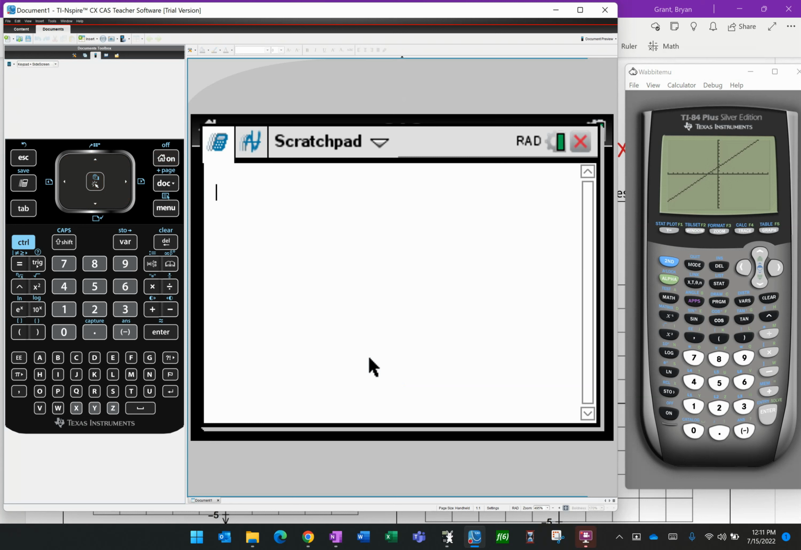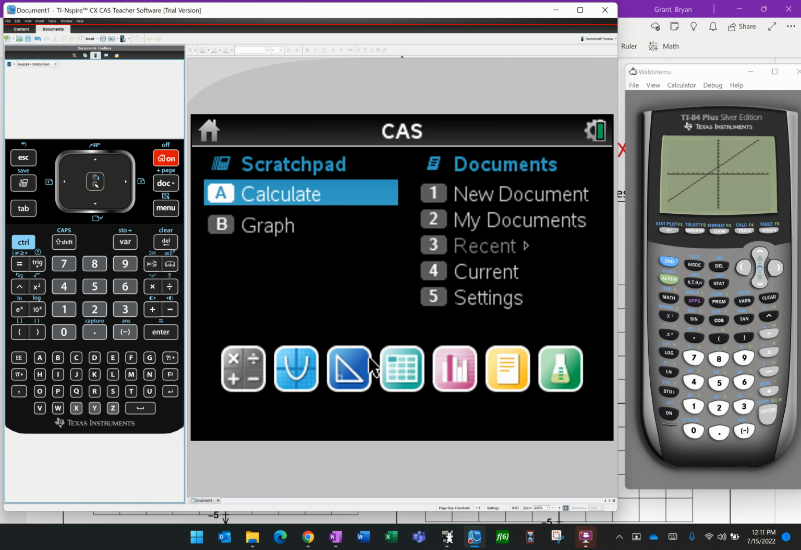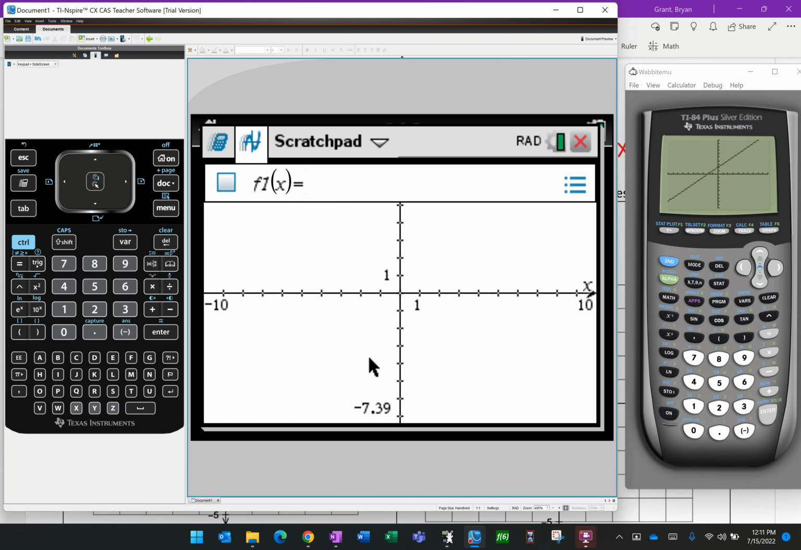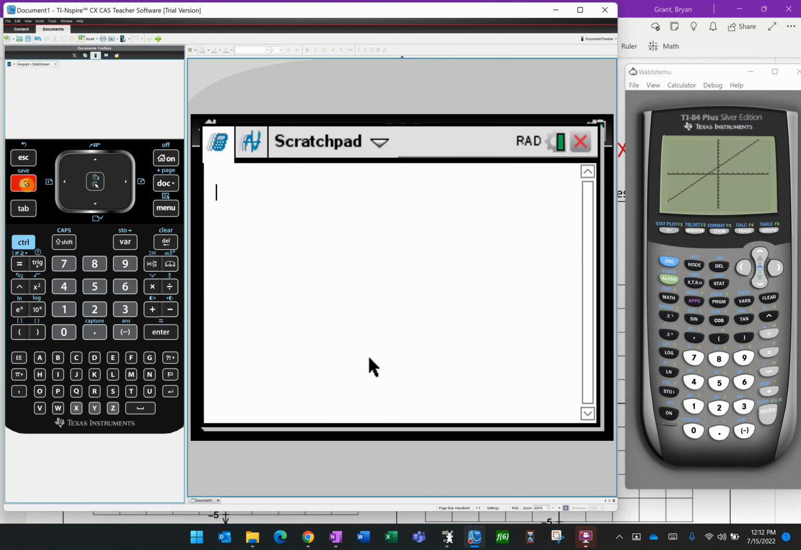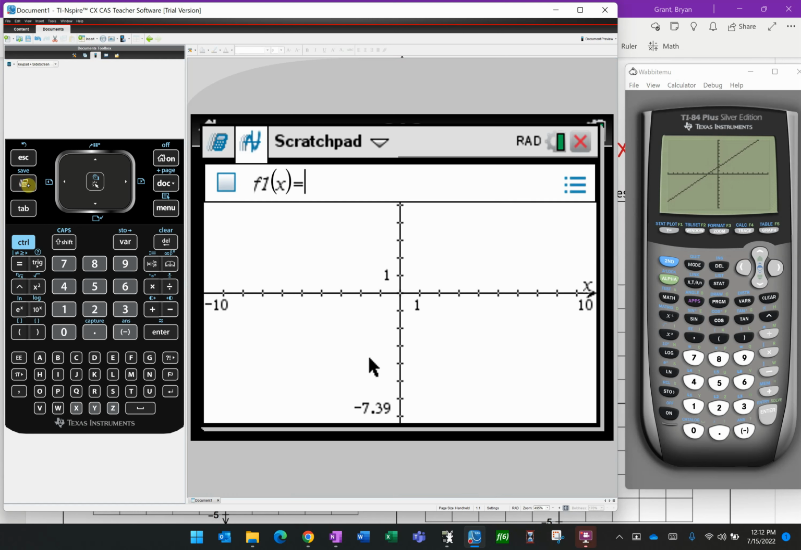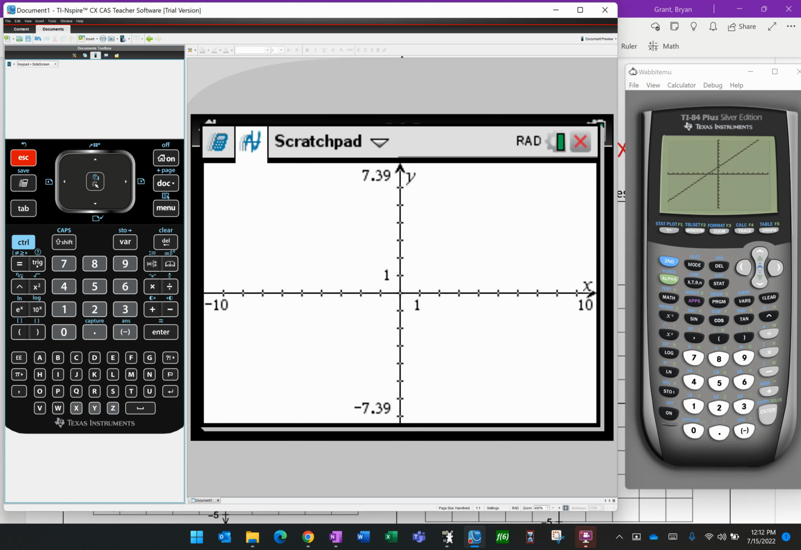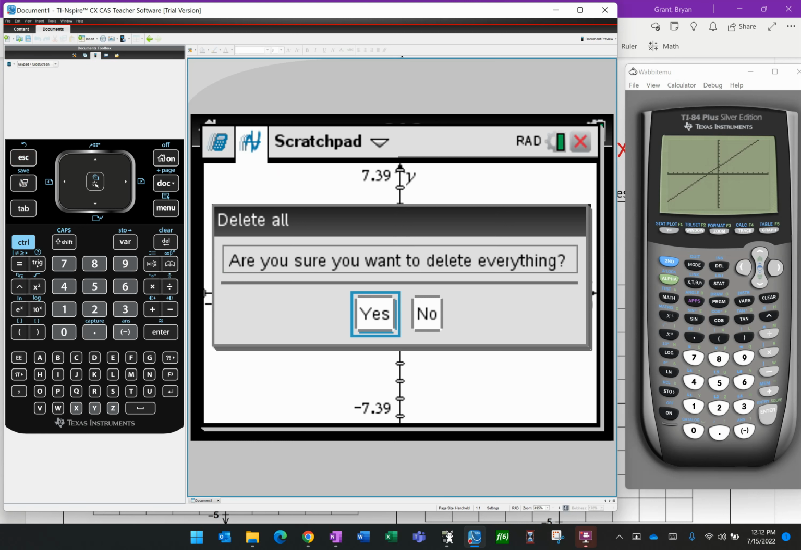So here's calculate. You're like, oh, do I have to hit the home button and go back to graph? Well, you can, but the quickest way is actually to hit this calculator button on the upper left. It switches back and forth between the calculate and the graph screens. Now, same idea, you might not have this f1 of x equals right away. I'm going to hit escape to get out of it. You might even have a graph on here. To clear out your graph, just hit delete 3 times, 1, 2, 3, and delete everything on the screen.